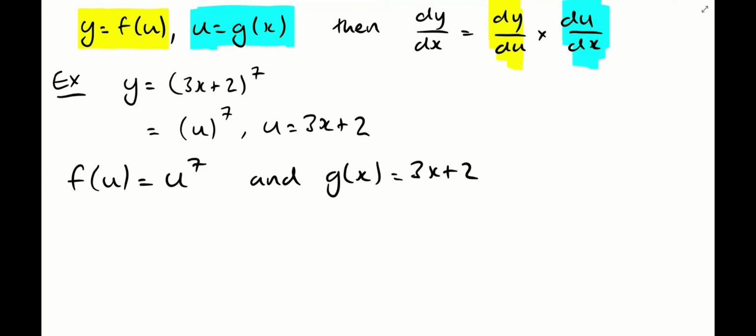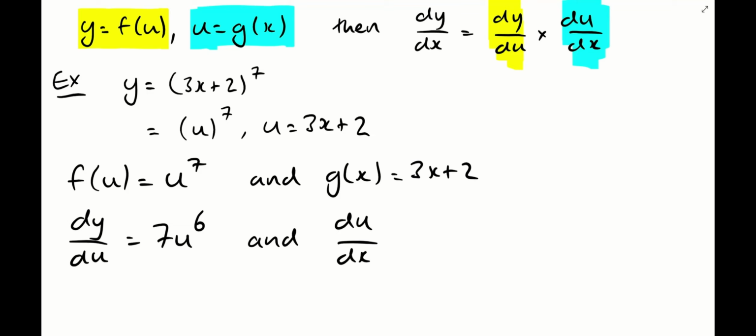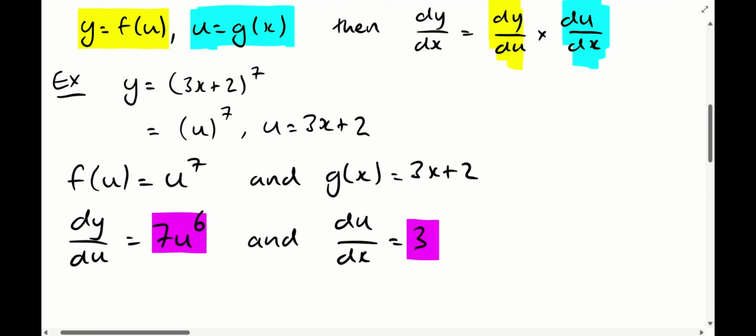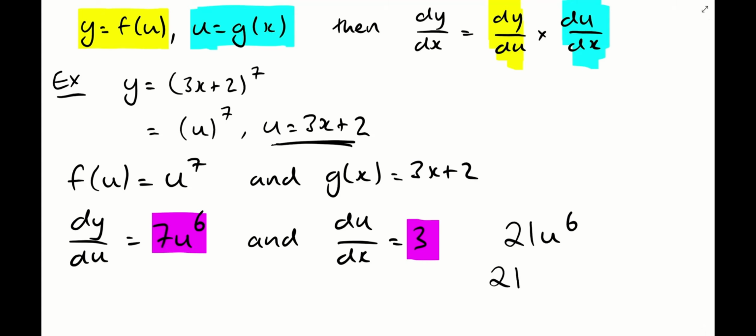So if we find our two separate derivatives, in this case dy/du is going to be 7u to the power of 6, and our du/dx is going to be equal to 3, then we just have to multiply these together. So if we multiply these terms together, we just end up with 21u to the power of 6. But we need to substitute what u is back in terms of x. Well, we know that u is equal to 3x plus 2. So we end up with 21 lots of 3x plus 2 all to the power of 6. Okay, and that's our derivative.